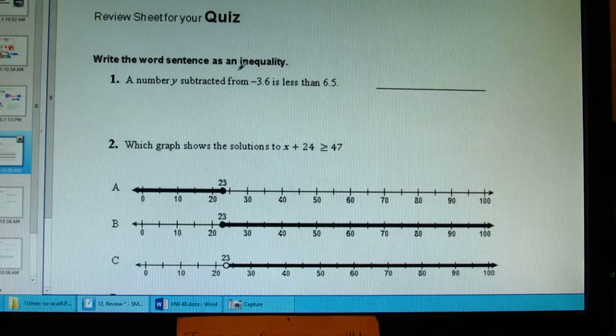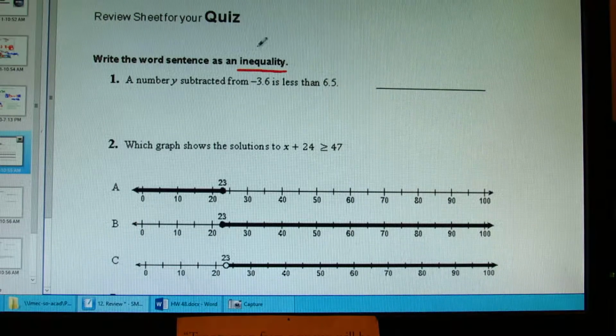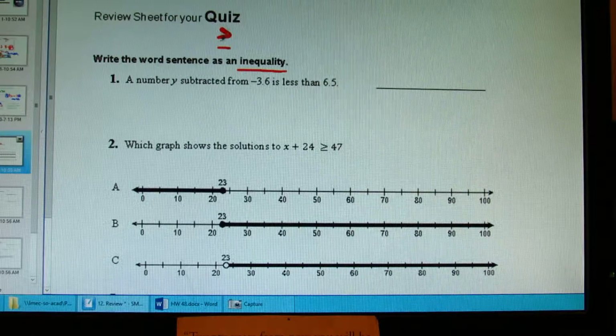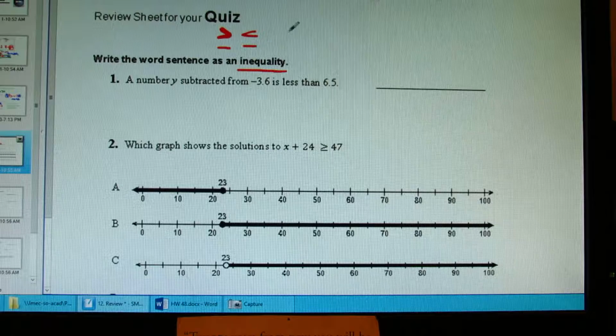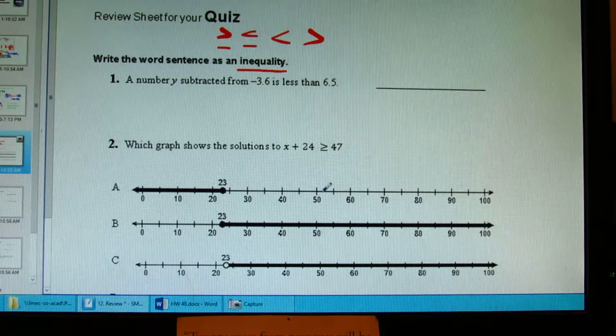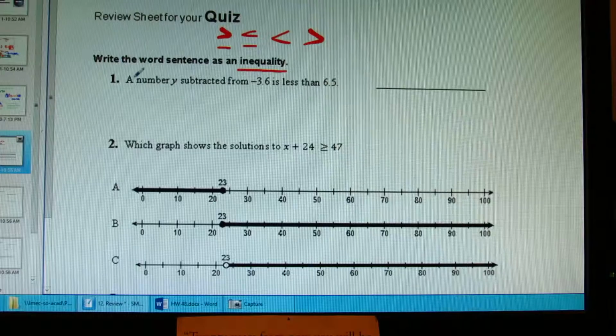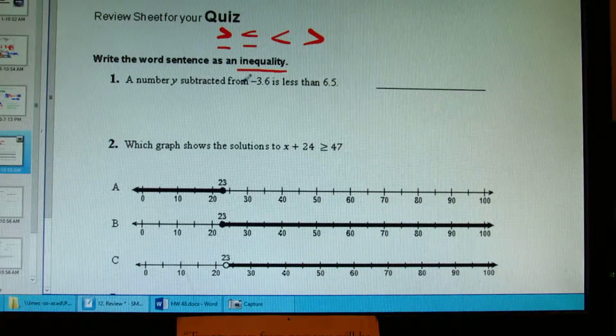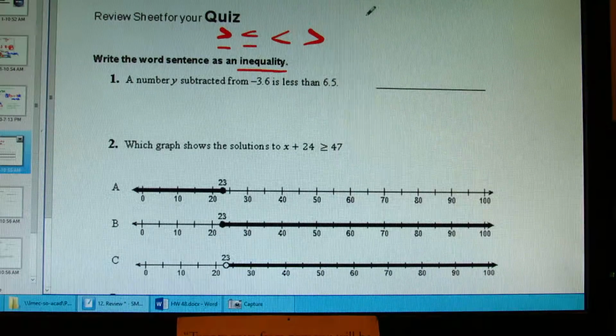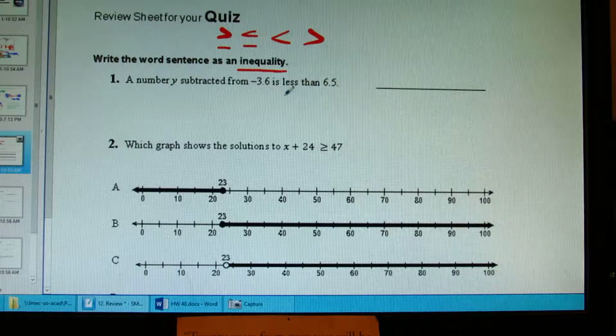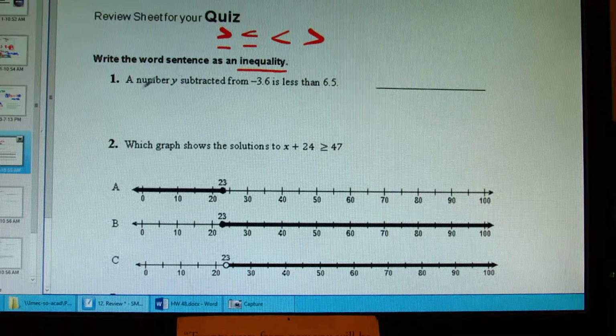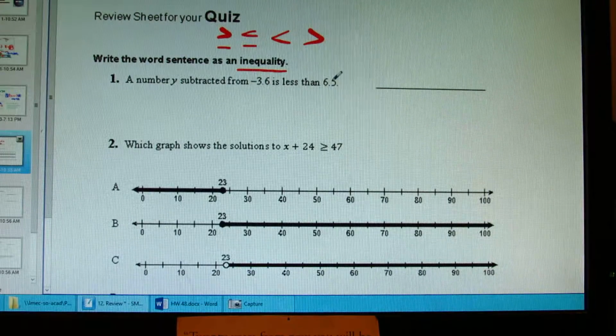Remember, an inequality, what we've been learning all this week, involves one of four symbols: greater than or equal to, less than or equal to, less than, or greater than. Those four different symbols. Alright, so a number y subtracted from negative 3 and 6/10 is less than 6 and 5/10. So let's first start by identifying where the inequality symbol should go.